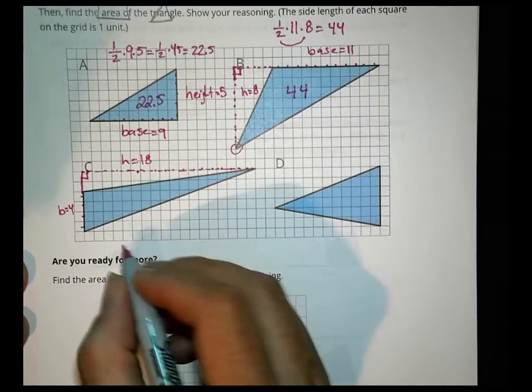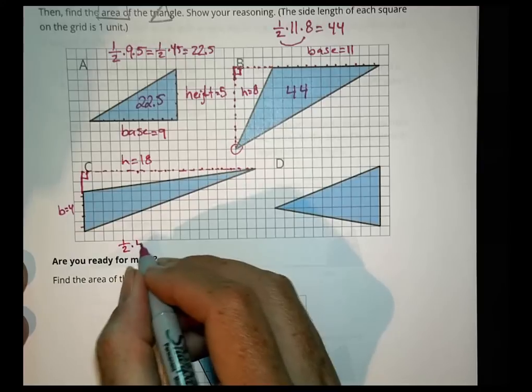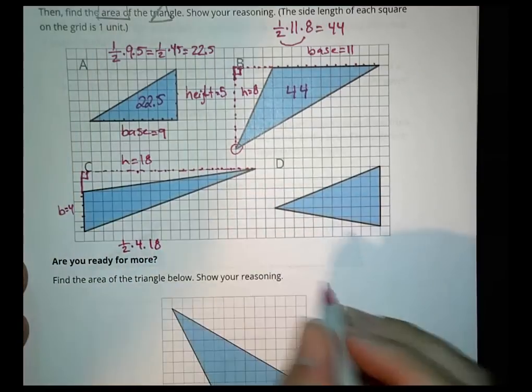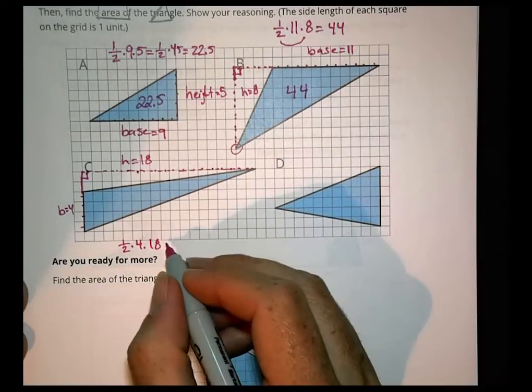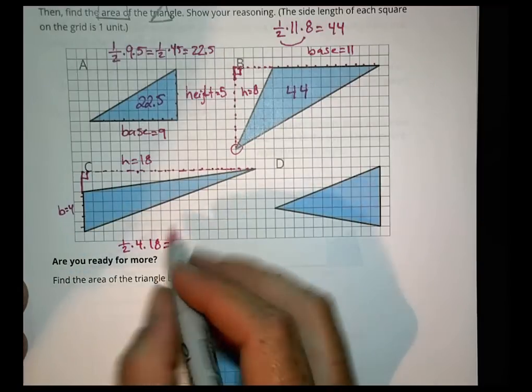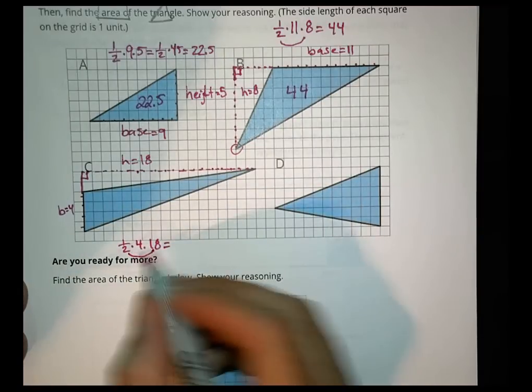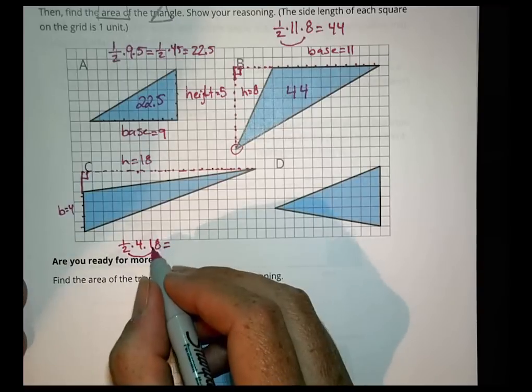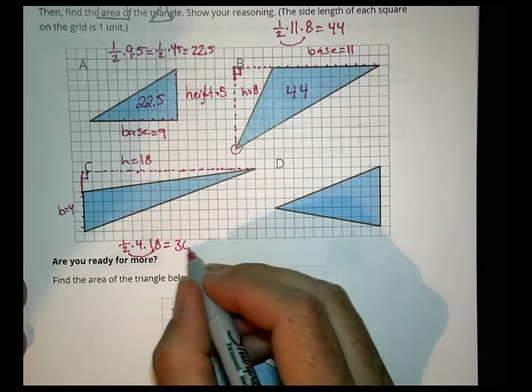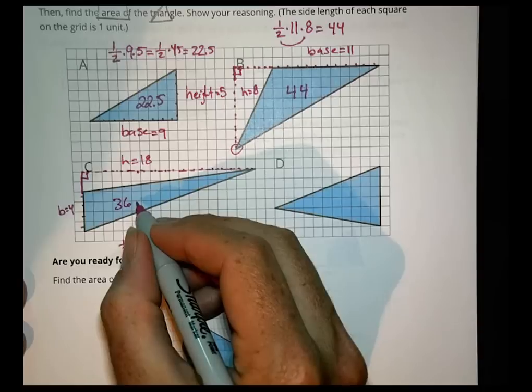And so again we would say it's 1/2 times the base times the height. So 1/2 times 4 times 18. Alright, so I could think about half of 18 if I want to do that first. Half of 18 is 9, and then 9 times 4 is 36. This would be 36 square units.